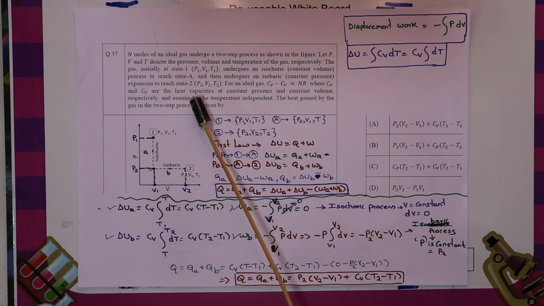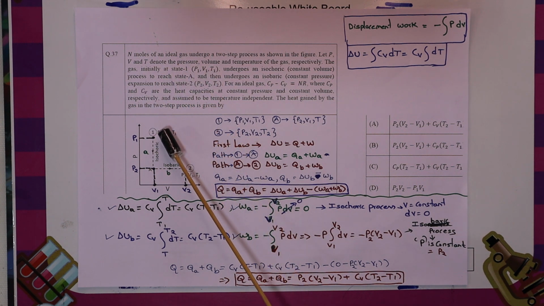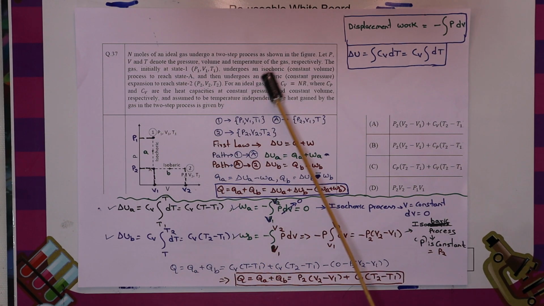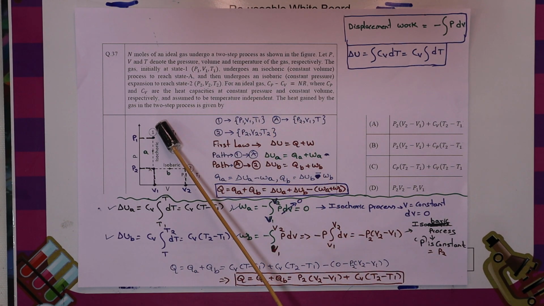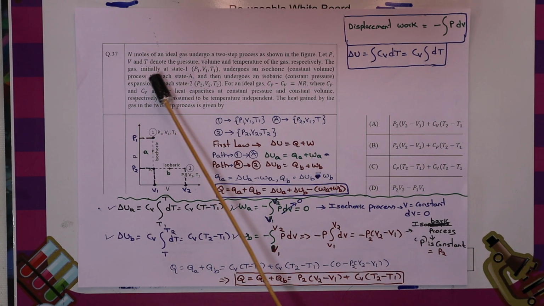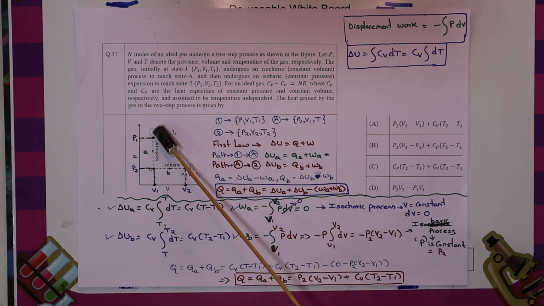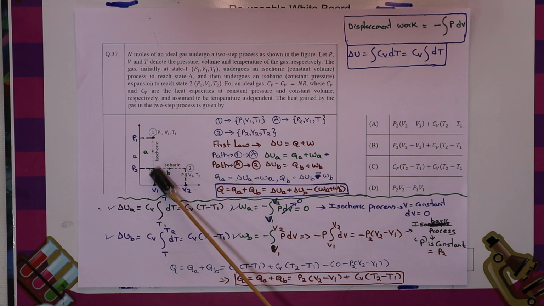P, V and T denote pressure, volume, temperature of the gas during this process. The gas is initially at state 1, that means here P1, V1, T1 are the state 1 variables, and from state 1 it goes under an isochoric process to reach state A. That means the system is taken from state 1 to state A through the process called the isochoric process, which is represented by A. Next, it then undergoes isobaric expansion to reach state 2, consisting of variables P2, V2 and T2. The process here is called isobaric process.